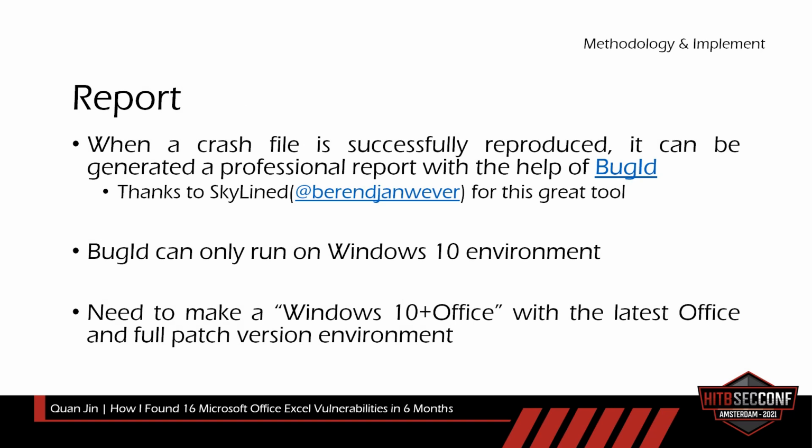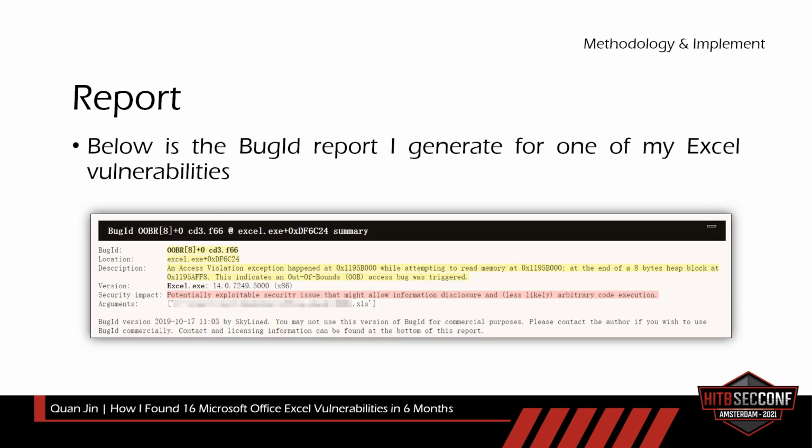When a crash file is successfully reproduced, a professional report can be automatically generated with the help of BugID. It should be noted that BugID can only run on Windows 10, so a Windows 10 plus Office environment with the latest Office and full patch version needs to be made. Below is the BugID report I generated from one of my Excel vulnerabilities.